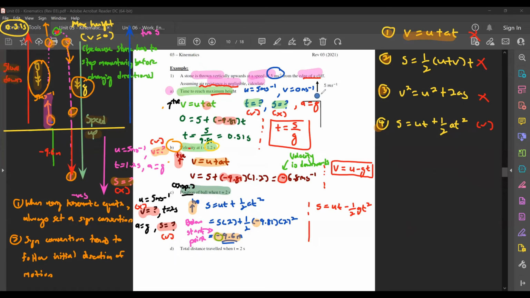Okay, right. Then after that, the last part here is where you need to talk about total distance traveled when t is equal to 2 seconds. Okay, now if you're talking about displacement in part C, it is only referring to this length, which was 9.6 from the starting point. But when you talk about total distance traveled when t is equal to 2 seconds, it's actually referring to this length going up and this entire length going down. That is what we mean by total distance.